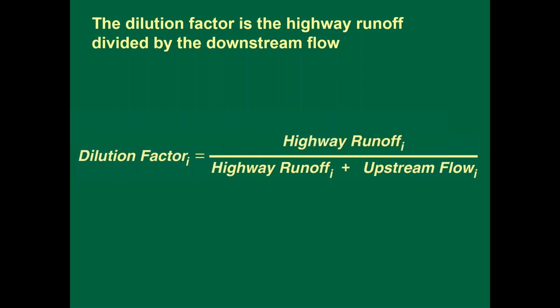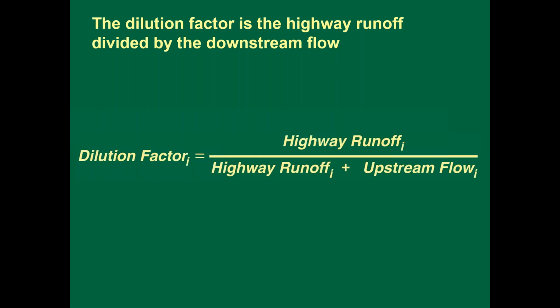So if we're looking at an ephemeral stream that really doesn't start runoff, the dilution factor, if the upstream flow is about 0, then the highway runoff might be 1, right? So the highway runoff would be almost everything in the stream. If you had something like the Mississippi River, your upstream flow is going to be so huge that the highway runoff is going to be infinitesimal, and you're going to have a highway runoff dilution factor of close to 0.